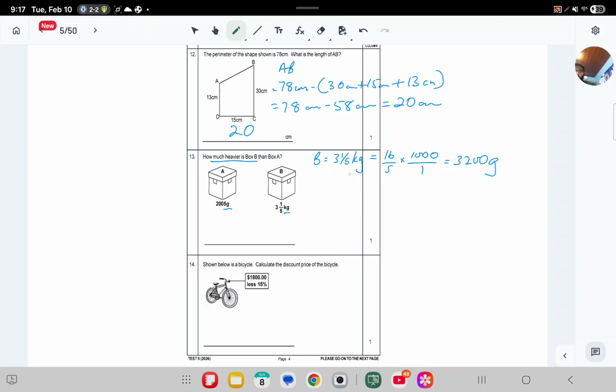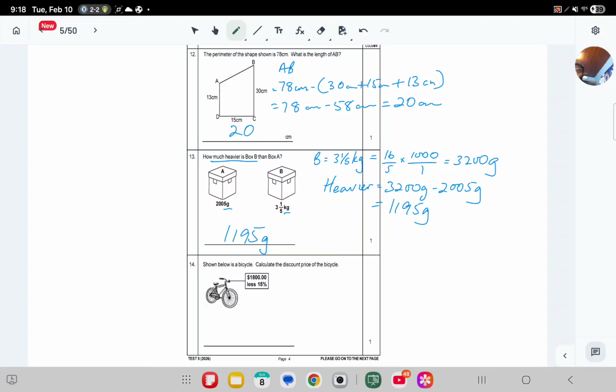I want to know how much heavier it is. So it is heavier, so 3,200 grams, take away 2,005 grams, which will leave us with 1,195 grams. Alright, you can even have your answers in kilograms if you wish, 1.195 kilograms.